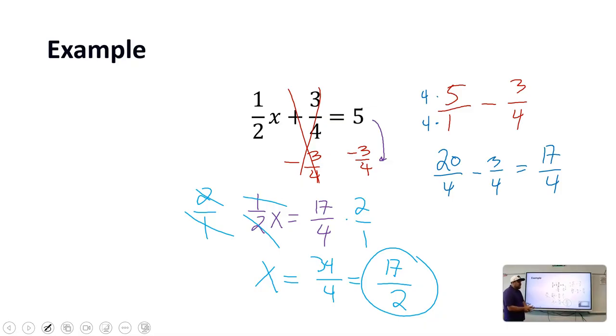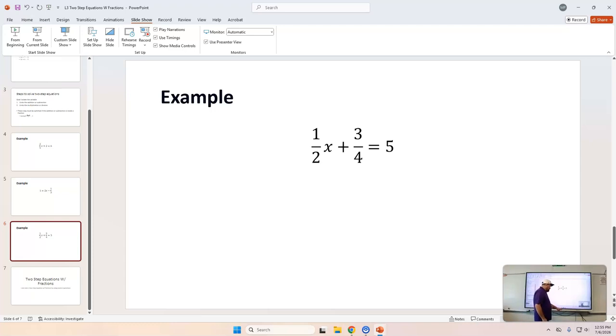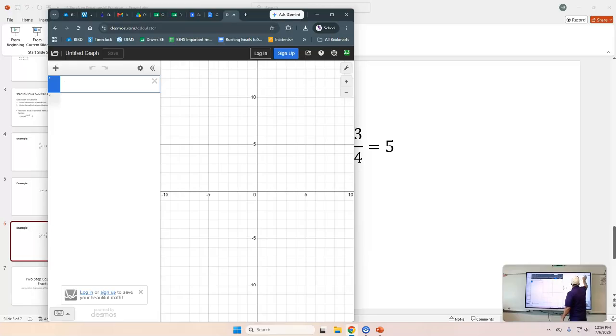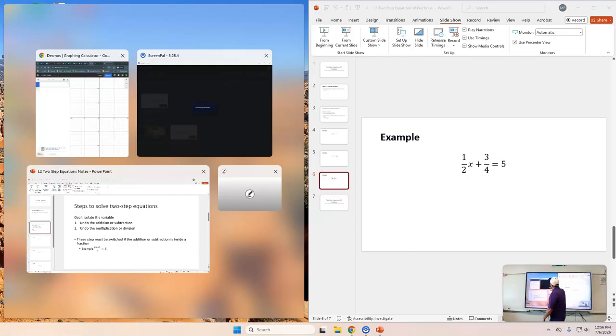So don't be scared of fractions. If you need to use a calculator, feel free to. In fact, let's do this problem. Let me show you how to do this problem with a calculator. So we're going to go ahead and exit out of this and discard all those. Now, I'm going to use an online graphing calculator called Desmos. Let's do a split screen.